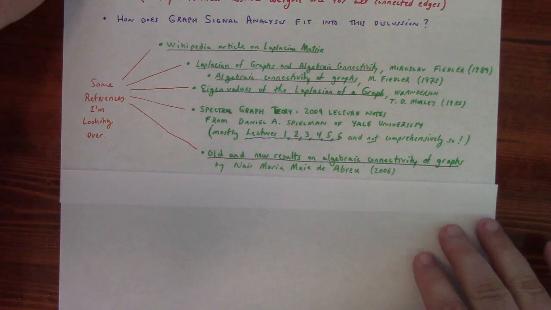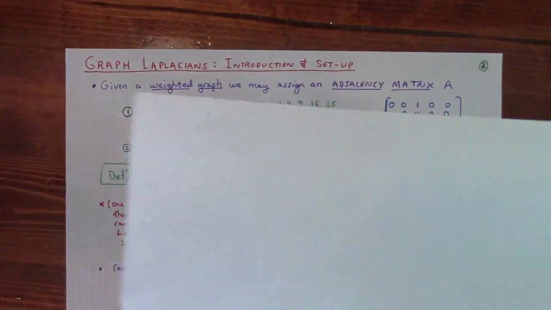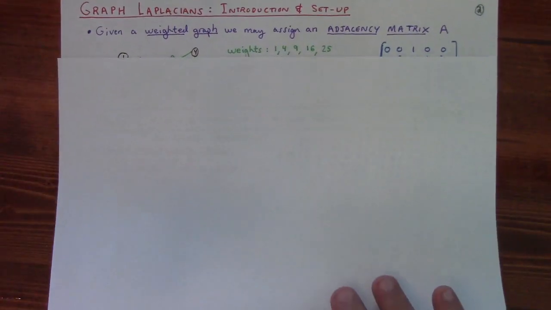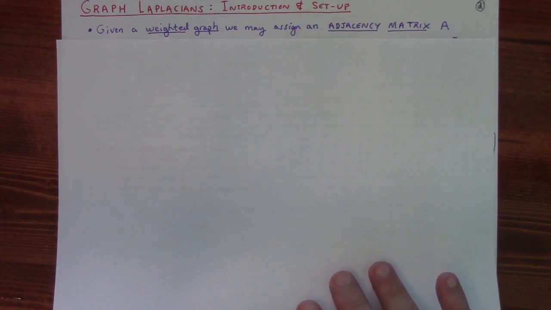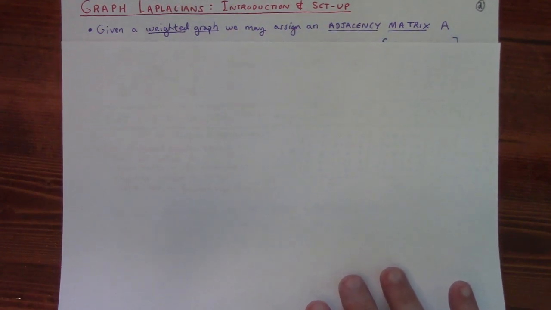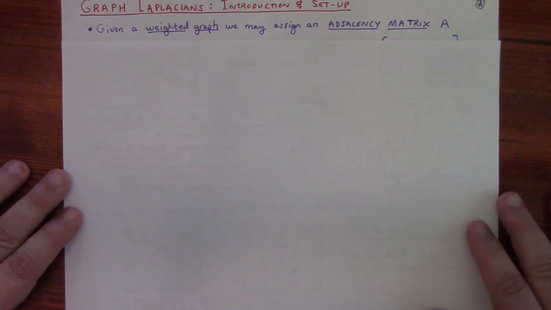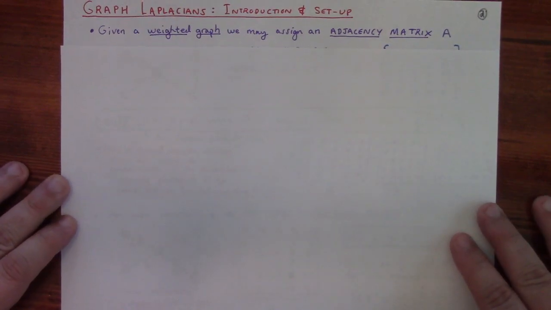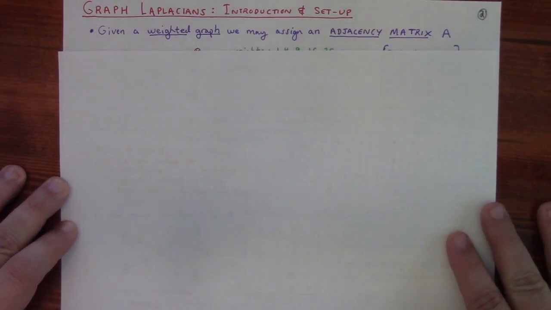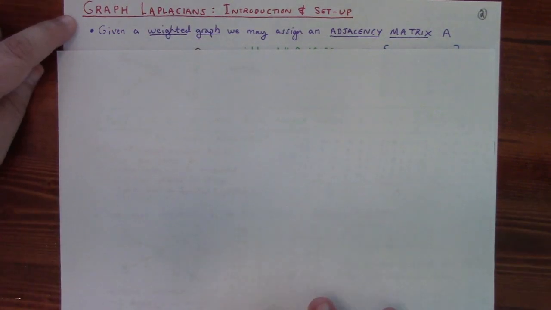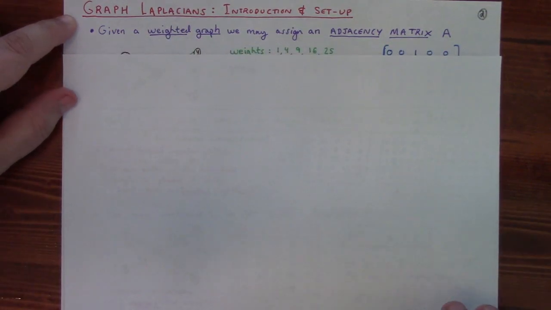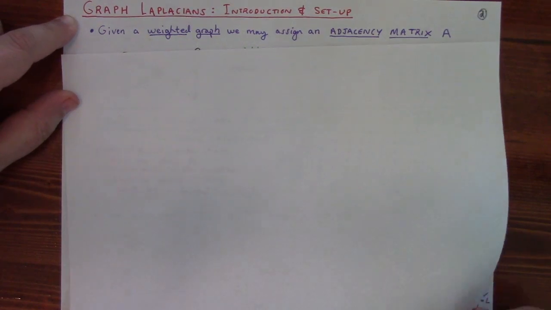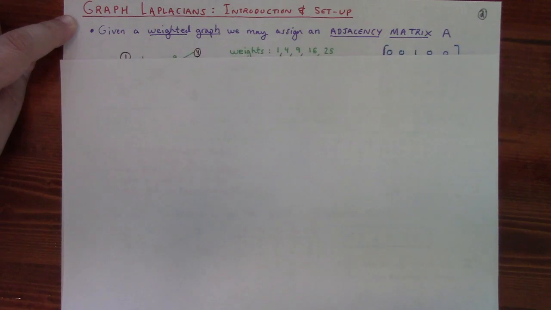So first of all, before I get too theoretical, let's just look at an example. So, like I say, introduction and setup. Given a weighted graph, and I'm sorry if this is a review for some of you, but we'll go through it fast. You can watch it in double time if you want. Costs the same. Let's see here. So given a weighted graph, we may assign an adjacency matrix A.